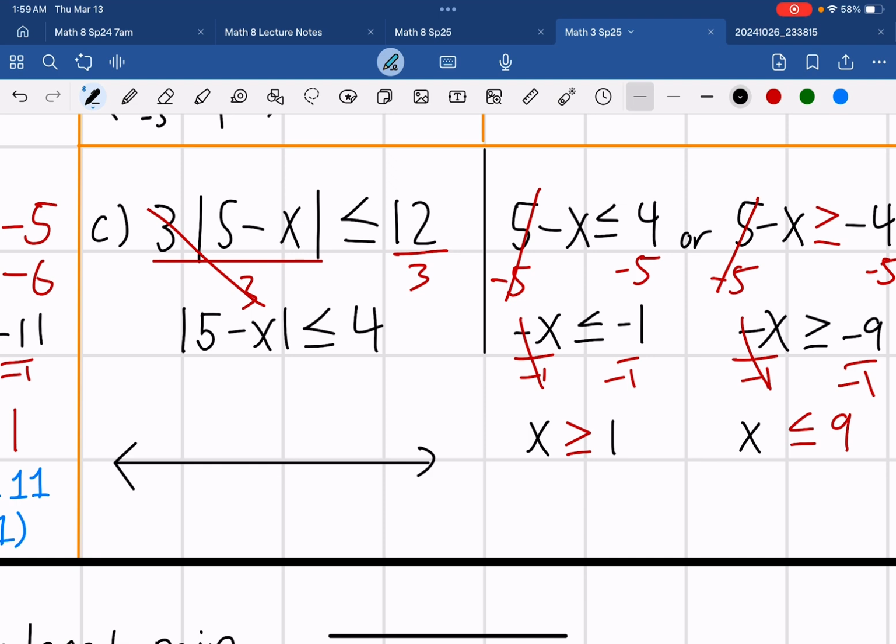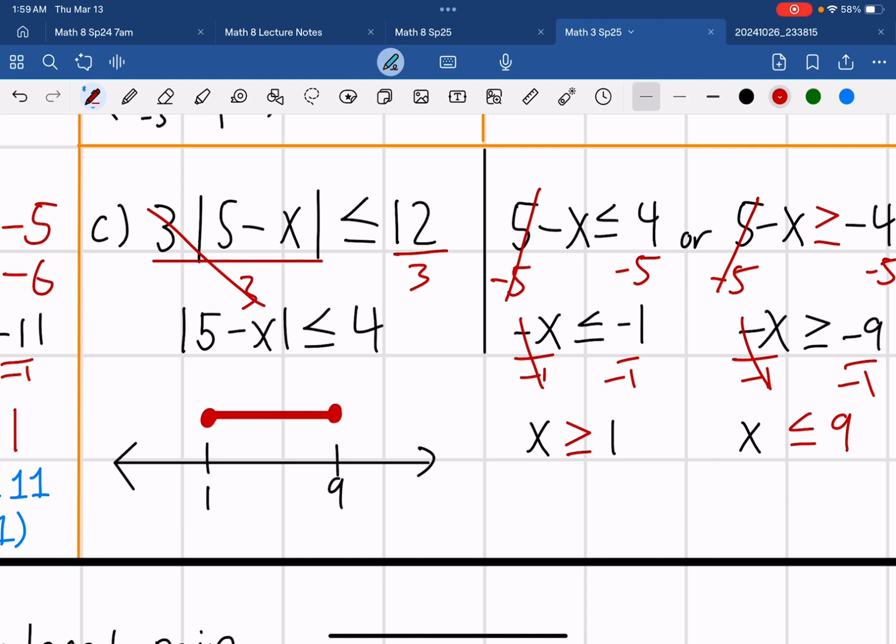So there's only two numbers to reference. I have 1, and then I have 9. Because they both are equal, I can have closed circles at both of them. And now I just have to read it. This says x has to be bigger than 1, so that's on the right. This says x has to be smaller than the 1, that's on the left. So that tells me my solutions are in between.